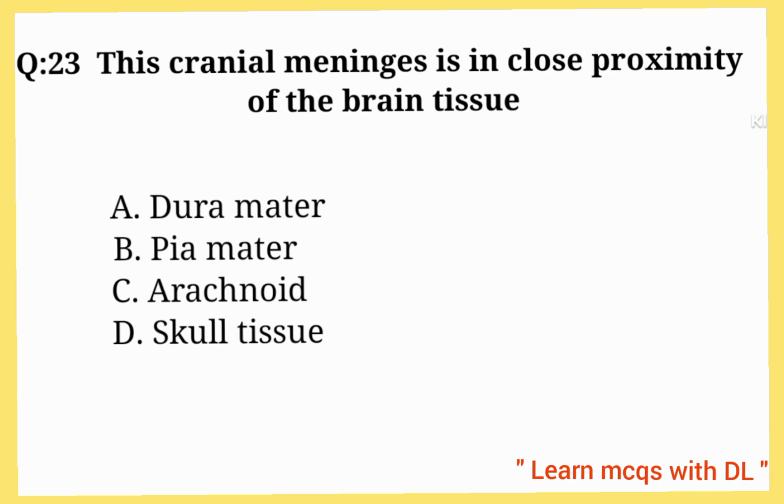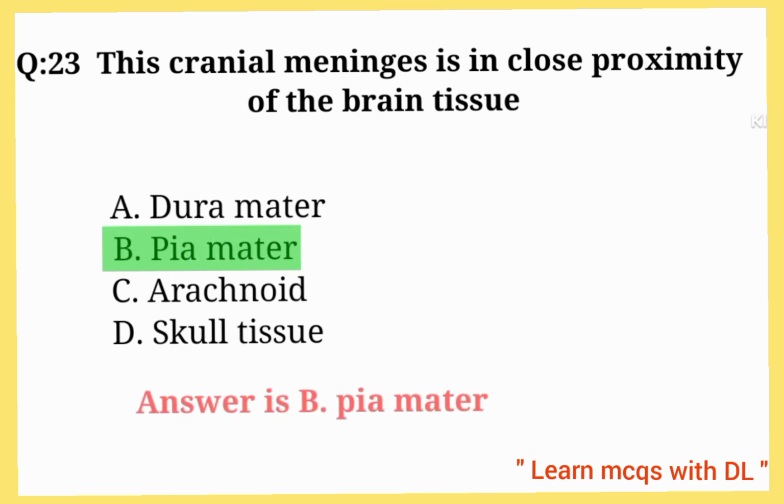This cranial meninges in close proximity of the brain tissue. Duramater, piamater, arachnoid, skull tissue. Correct option is option B, piamater.